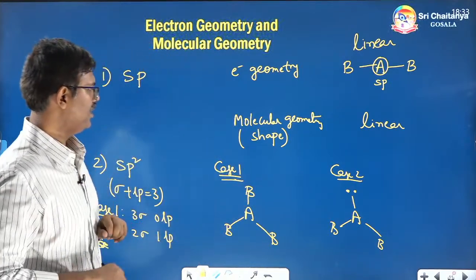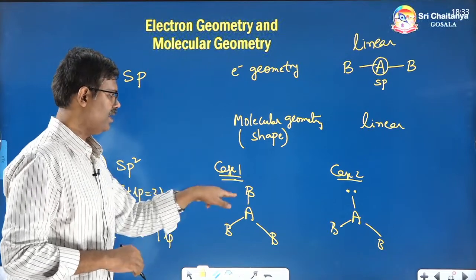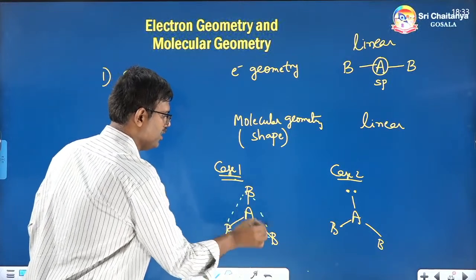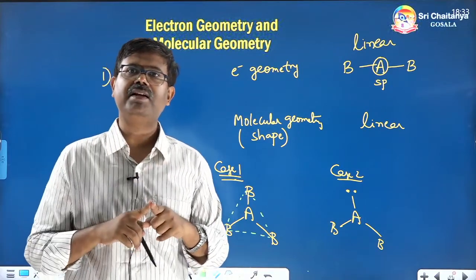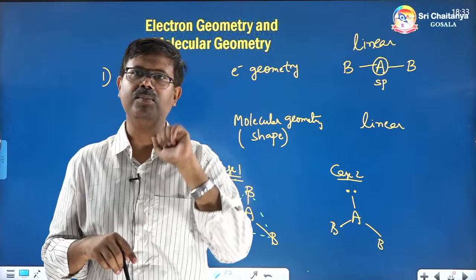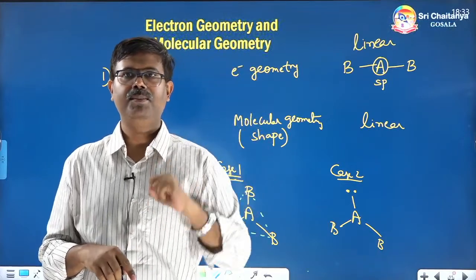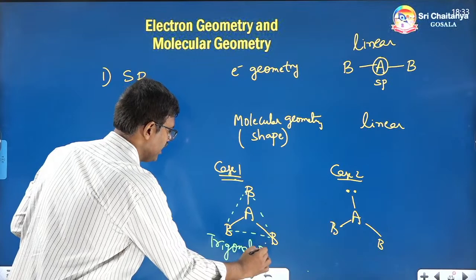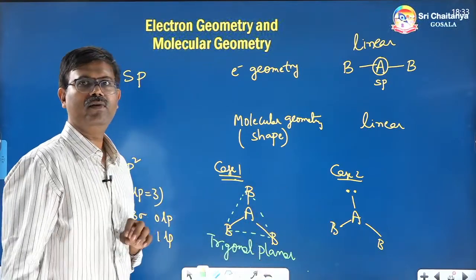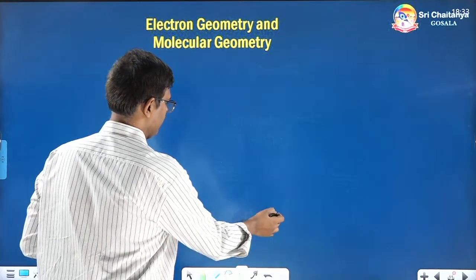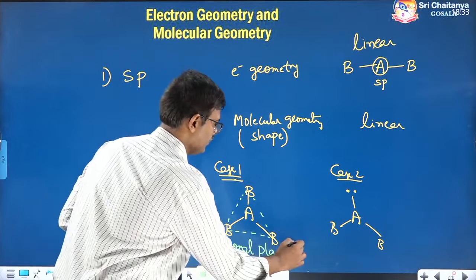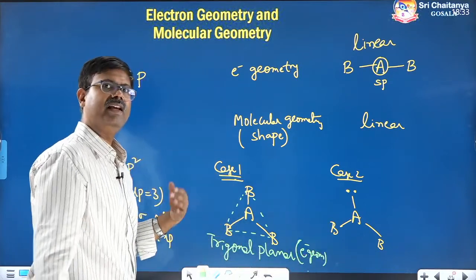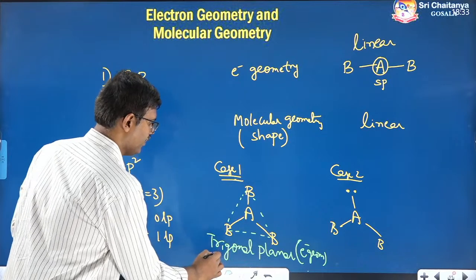Okay. Now electron geometry. Electron geometry means, see here if you join these elements, if you visualize and join them, you will get a triangle, an equilateral triangle, and this triangle will always be in a single plane. Any triangle you take, you can put it in a plane. So it is called trigonal planar. Trigonal planar is the electron geometry. Electron geometry as well as molecular geometry is also trigonal planar only.